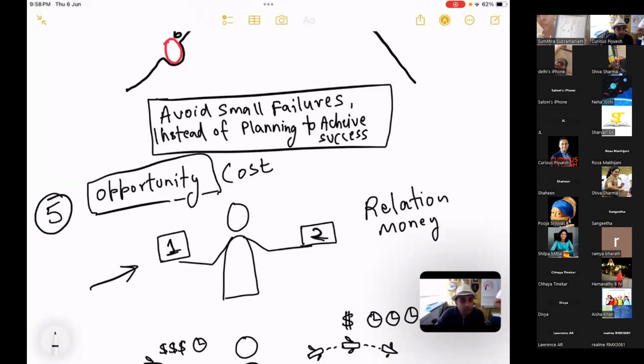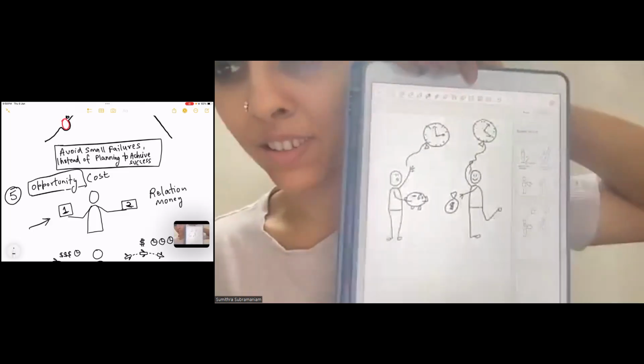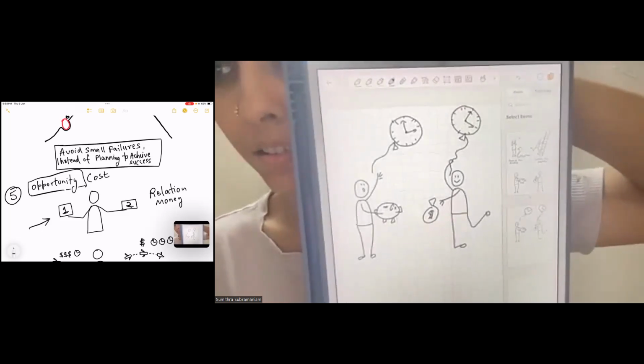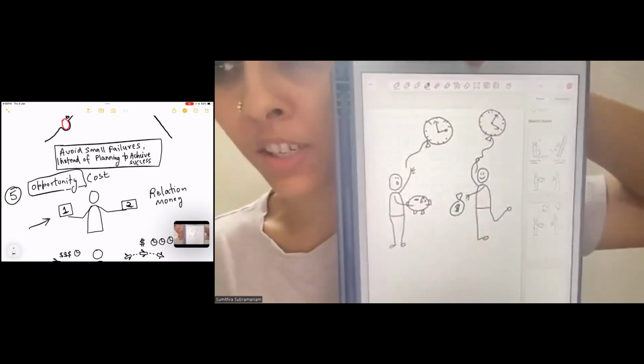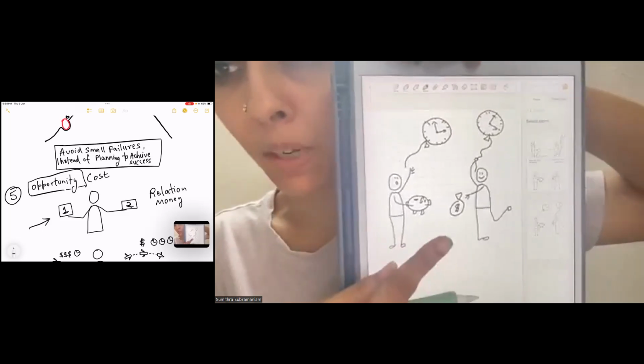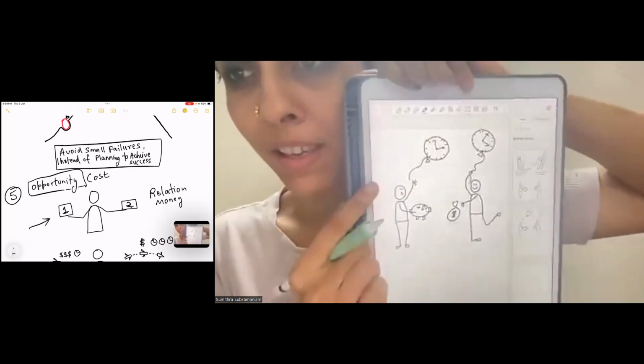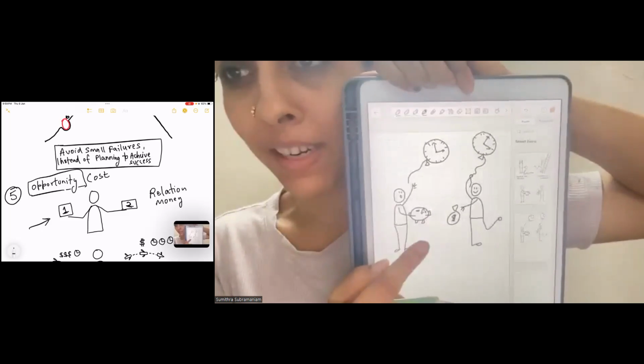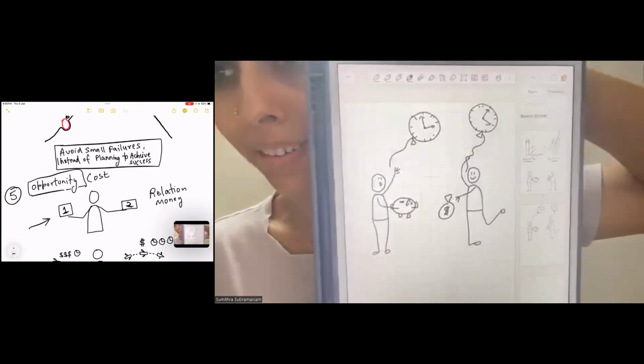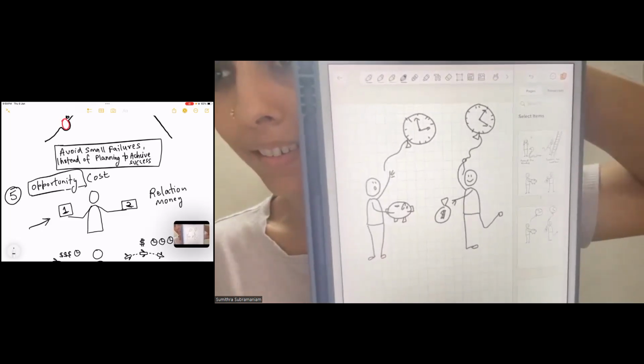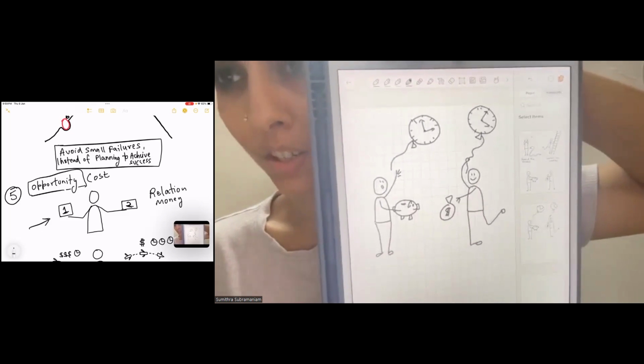So Mitra has actually made a slight modification to the sketch. Yeah. So the modification here is he is letting go of the money and catching the time. Here he is letting go of the time and catching the piggy bank. That's what I understood from when you showed it for the first time, that he is letting go of one thing and catching another.